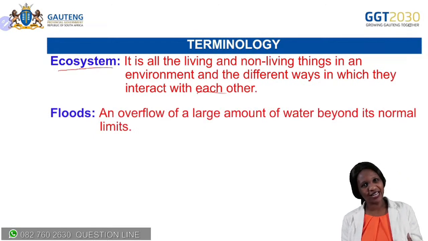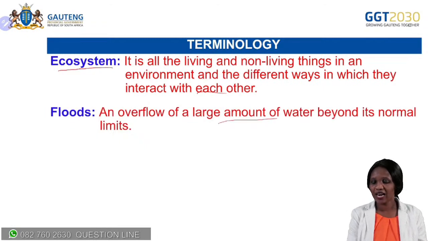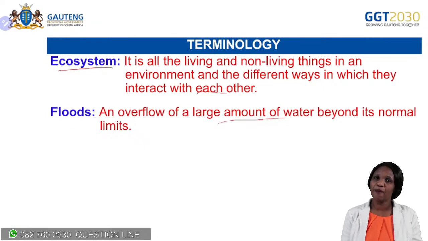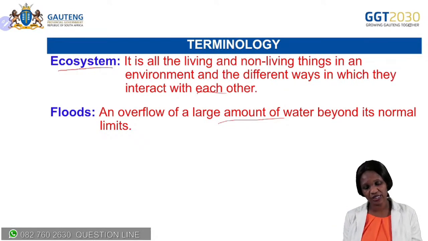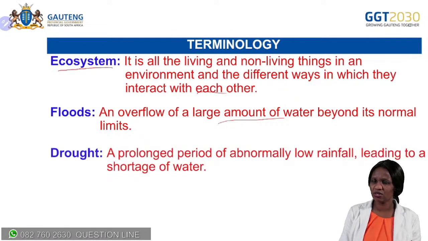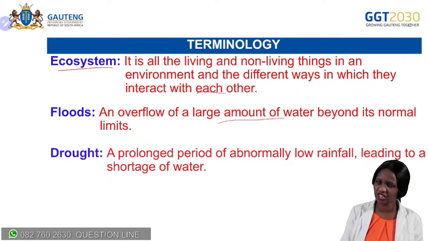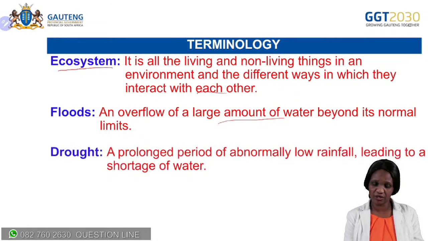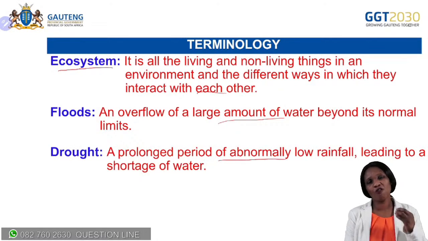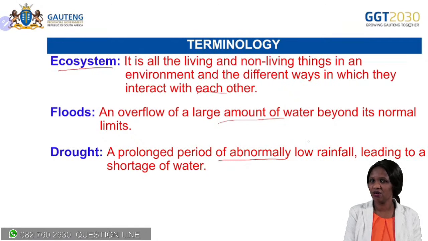And then what about floods? When we are talking about floods, it is an overflow of a large amount of water beyond its normal limits. It's an overflow. Then we call those floods. All right. And then droughts. When there is drought, what will be happening? How can you define drought, grade 8? All right. Let's listen to this. It is a prolonged period of abnormally low rainfall leading to a shortage of water. That is drought. All right.